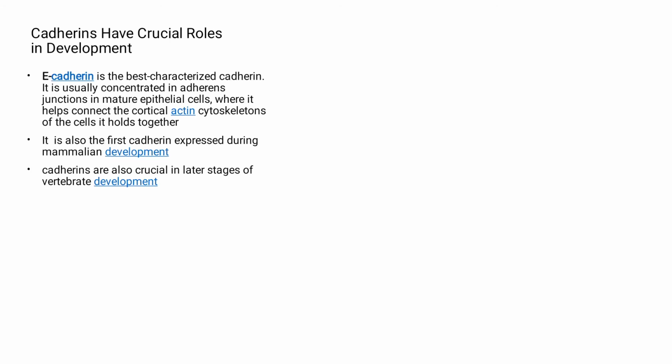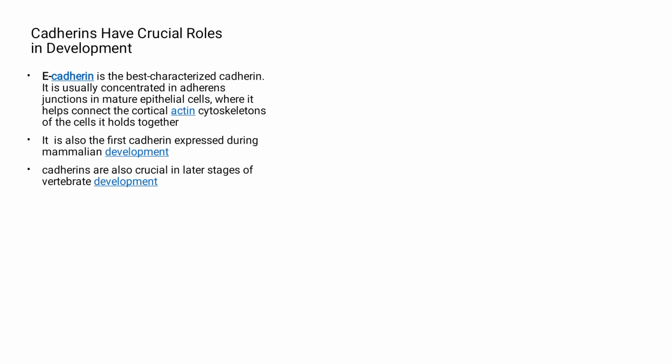Cadherins also have crucial roles in development. E cadherin is the best characterized cadherin. It is usually concentrated in adherens junctions in more mature epithelial cells, where it helps connect the cortical actin cytoskeletons of the cells it holds together. E cadherin is also the first cadherin expressed during mammalian development. It helps cause compaction, an important morphological change that occurs at the 8-cell stage of mouse embryo development.